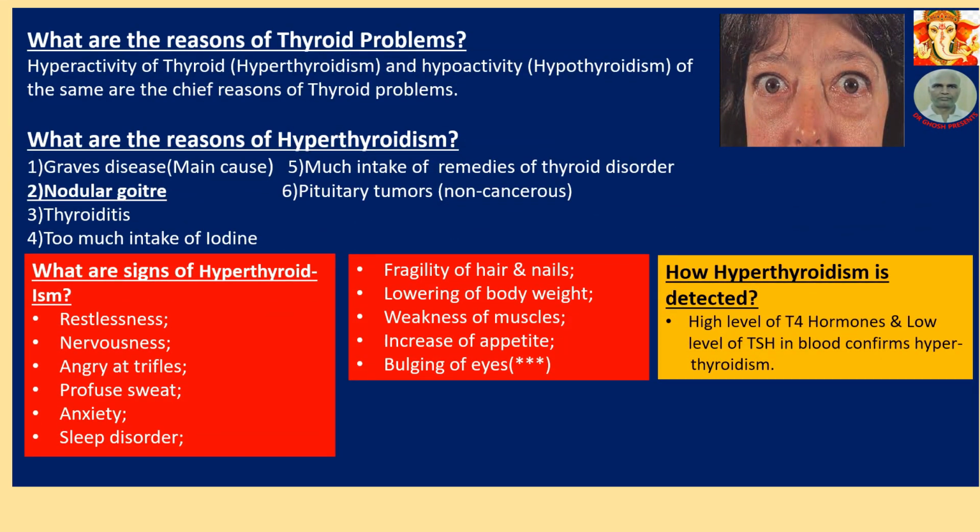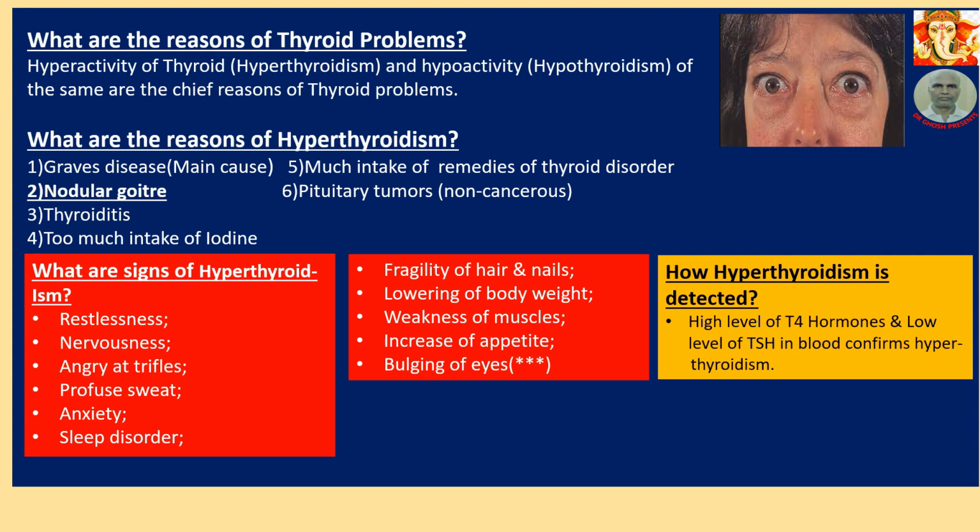What are the reasons of thyroid problems? Hyperactivity of thyroid, called hyperthyroidism, and hypoactivity, hypothyroidism, are the chief reasons of thyroid problems. Hyper means excess, hypo means less. What are the reasons of hyperthyroidism? The most common reason is Graves' disease. Number 2, nodular goiter. Number 3, thyroiditis. Number 4, too much intake of iodine. Number 5, too much intake of remedies for thyroid disorder. Number 6, pituitary tumors, non-cancerous.